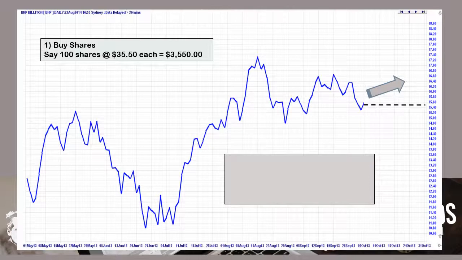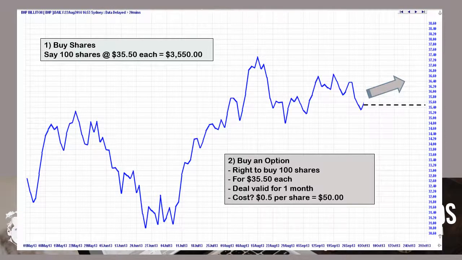You could also call your broker and say, hey, I don't want to buy shares. I just want to buy an option. I want to have the right to buy shares. Say I want to have the right to buy 100 shares. I want the right to buy them at $35.50 each. And he's going to say, yeah, that's not a problem. So how long would you like to have that right for? And you say, I want this to be valid for 1 month. He says, no problem. I can sell you an option like that. But that option is going to cost you about 50 cents per share. So in total, for the 100 shares, that's $50 now for the option. Again, if you buy the shares, you spend $3,550. For the option, you only have to pay $50.